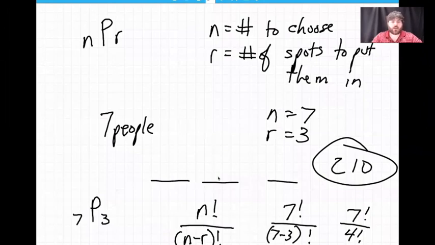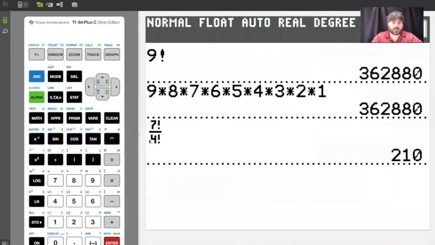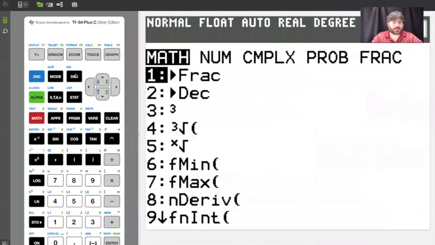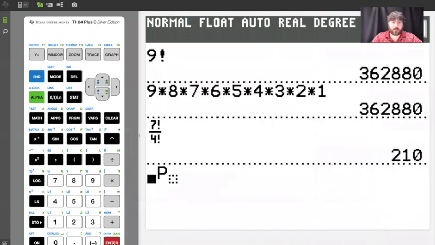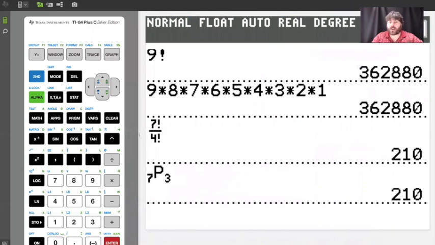All right. Now there is a way to do that on your calculator besides using the factorial button. If you go back to math over to probability, you see that there is an nPr button. So what it gives you is these 2 little spots. So you just fill it in. 7 here, 3 here, and there's your 210. It's a little bit faster.